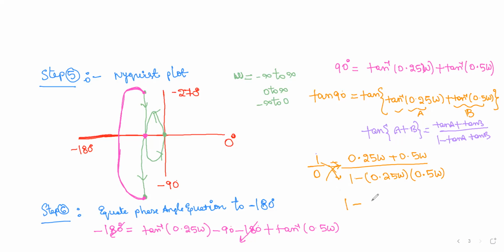So 1 minus 0.25 into 0.5 into omega square equal to 0. So from this, omega square value is 8. Omega square value is 8. Now substitute this omega square in the magnitude equation.